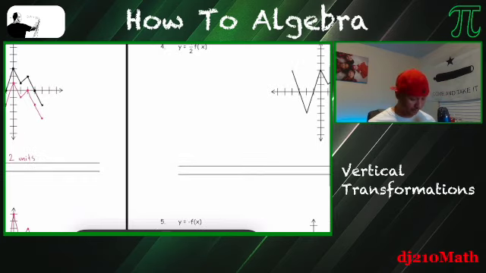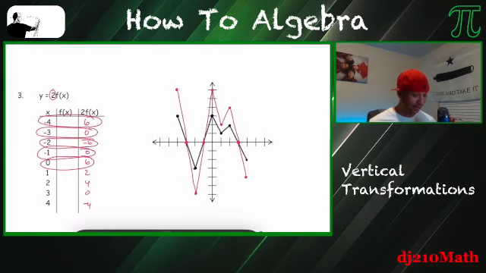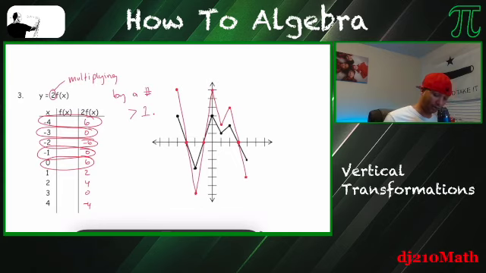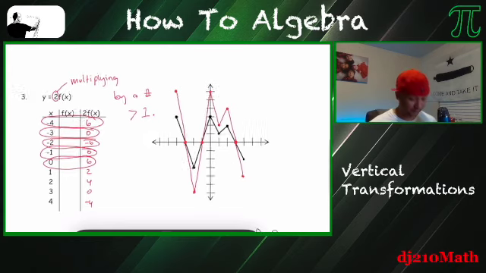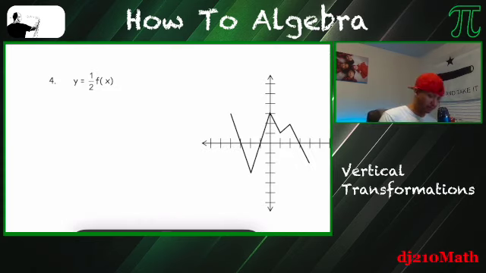Okay, number 4. Check it real quick, back up. It stretches because we're multiplying by a number greater than 1. That's why it's stretching. Here we're multiplying by a number that is between 0 and 1. So 1/2 is definitely between 0 and 1, and this is going to be a shrink.